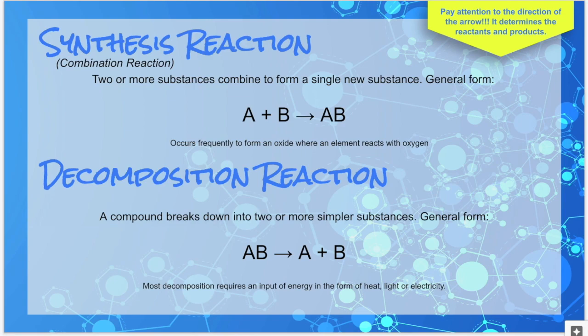So the first one, synthesis, sometimes called a combination reaction, is when 2 or more substances combine to form a new single substance. The general form of this is A plus B yields AB. So it might be like H2 plus O2 yields H2O. We're taking 2 separate molecules and combining them together to get one molecule or one compound. This occurs frequently to form an oxide, where an element reacts with oxygen.